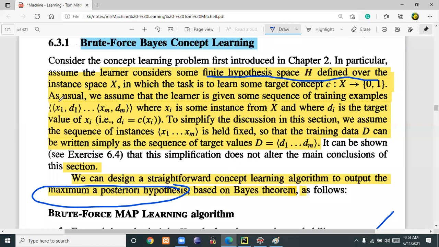As usual, we assume that the learner is given some sequence of training examples. Just now I told you, x1 is nothing but that. Okay, students, sorry for the interruption. Small network issue. Now it is okay. See, these are your instance and your target concept, where xi is some instance and di is the target value of x.